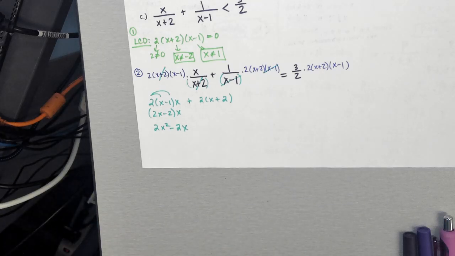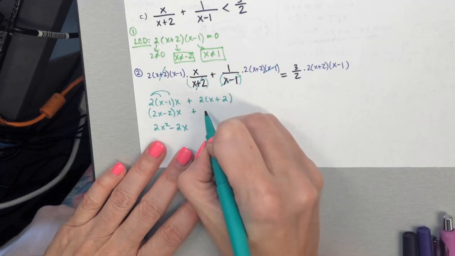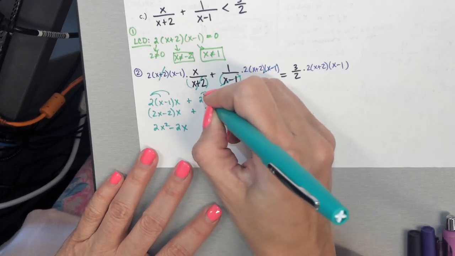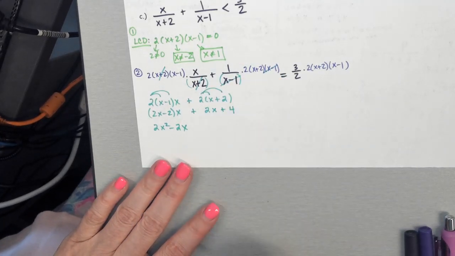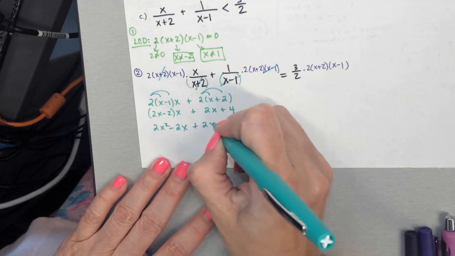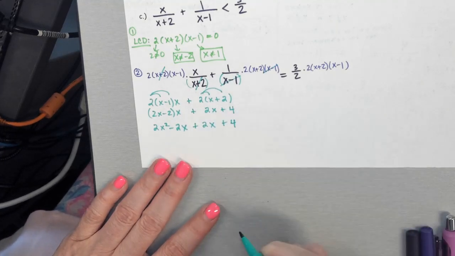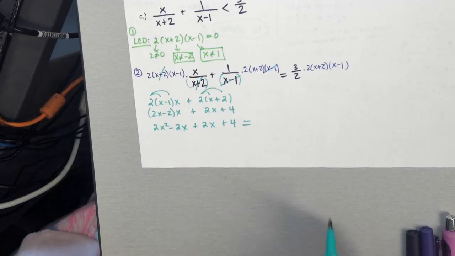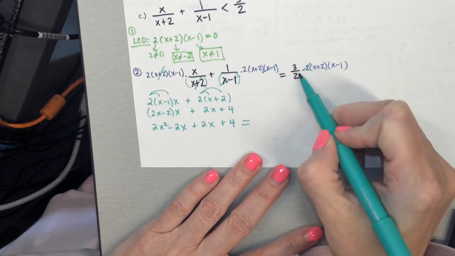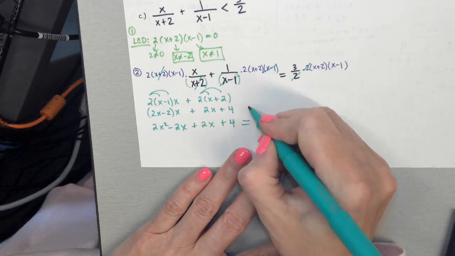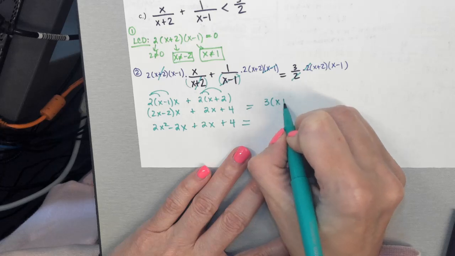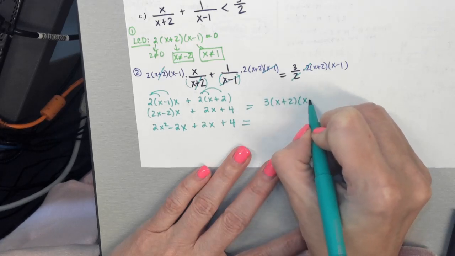So to simplify, you distribute. So that's going to give you plus 2x plus 4. Again, you're doing the distributive property. And we'll combine it with its friends down here. Okay, then you have the equal sign. So the 2's are going to cancel out here. What you're going to be left with on this side is 3 times x plus 2 times x minus 1.